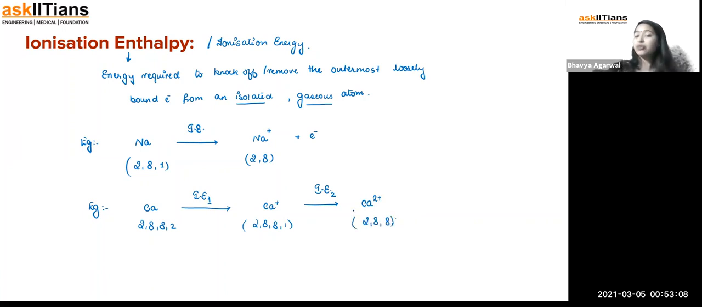And now the outermost shell is completed. Now in this, what do we observe is that it is the IE2 which requires more energy. IE2 is having a greater extent of energy as compared to IE1. If I talk about it mathematically, magnitude wise, the value of IE2 will be more than that of IE1.